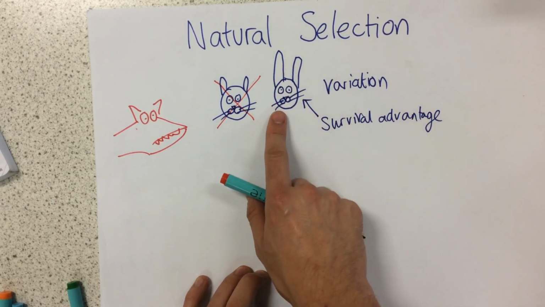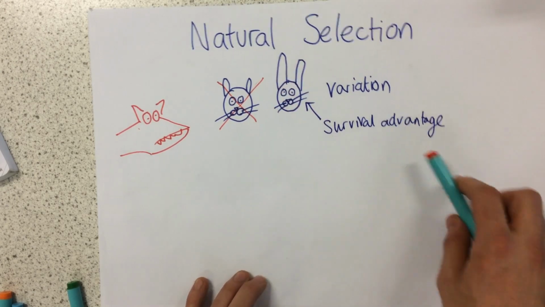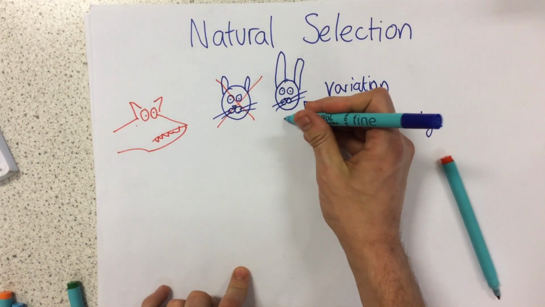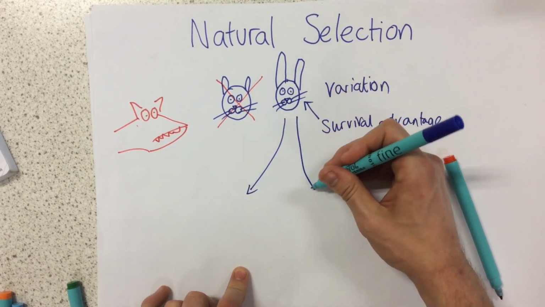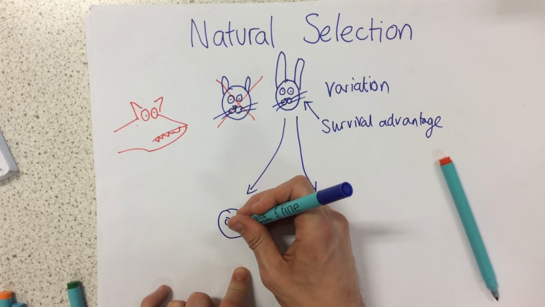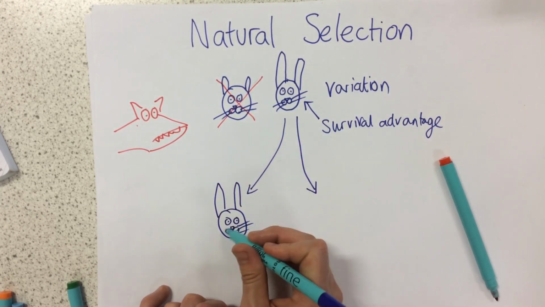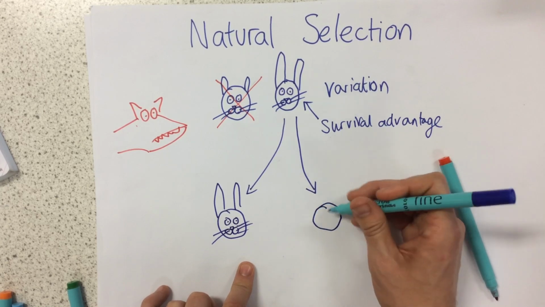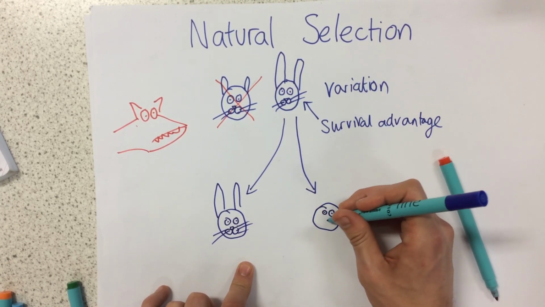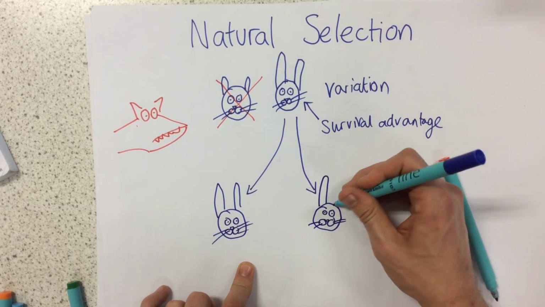This means that this rabbit here, with the gene for slightly longer ears, is more likely to be able to reproduce, to produce more rabbits, also with those bigger ears as well. So we can see this is how natural selection works.